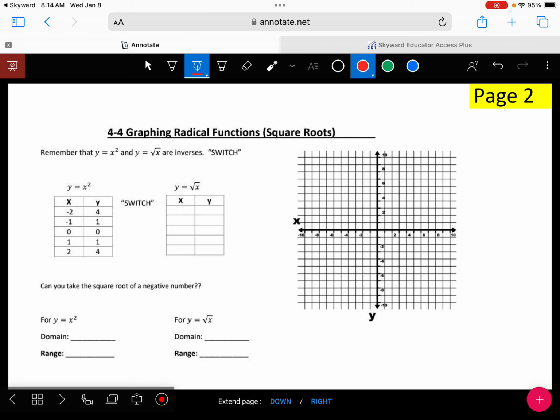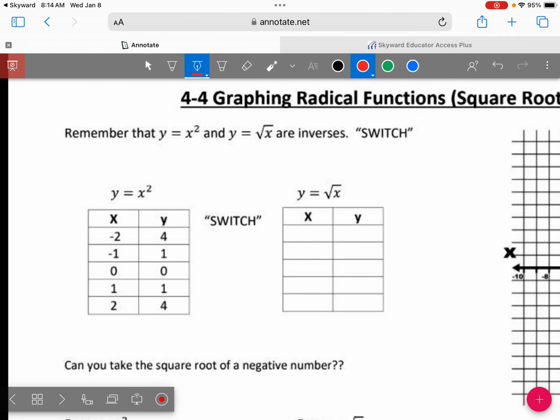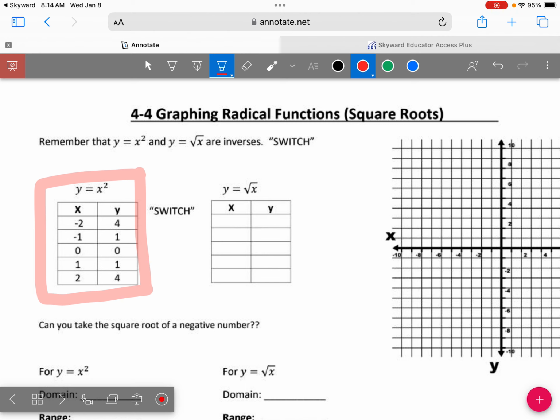Okay, so what we're talking about today is the inverse of a quadratic. So what I want you to do, off to the side, I want you to graph this table. Go ahead and graph this table on the coordinate plane. So this is y equals x squared. So we're going to put a point at -2, 4. Put a point at -1, 1. Put a point at 0, 0. 1, 1, and 2, 4. And then connect it. And this is called a parabola. It looks like the letter U.